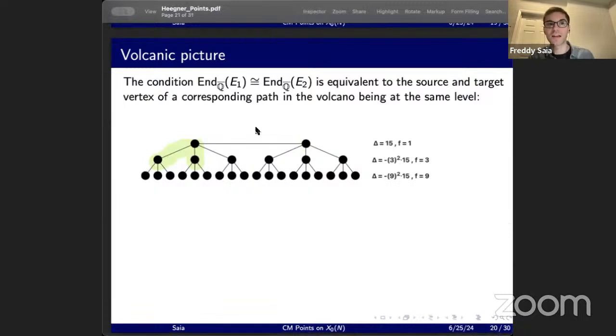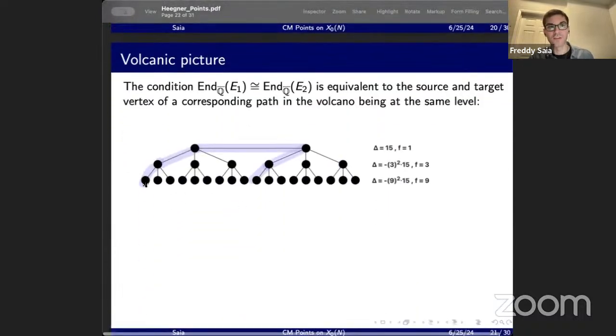If you allow for what I think a lot of folks would call mock Heegner points, you could also have something like this, where L is 3 here. So this is a 9-isogeny, right? From an elliptic curve corresponding to this vertex to an elliptic curve corresponding to this vertex. And so this isogeny will be defined over the ring class field corresponding to this order of this discriminant.